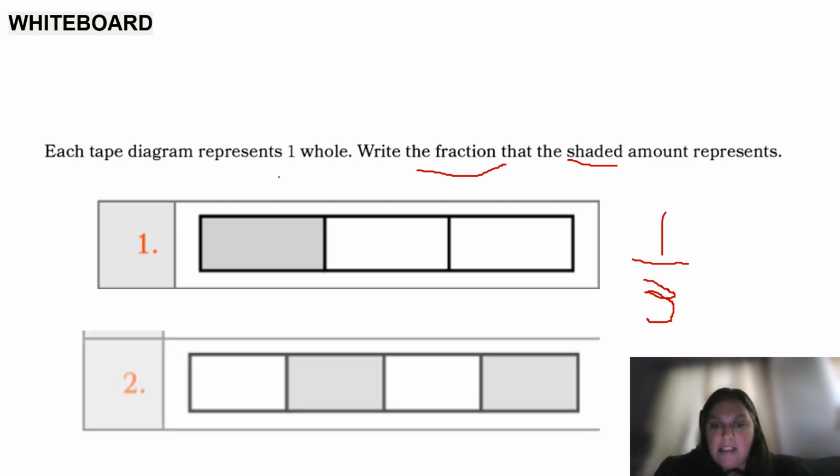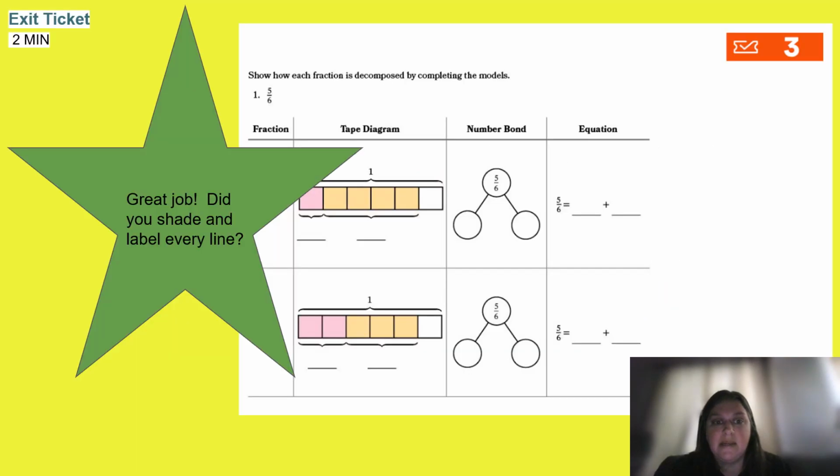All right, the next one, erase your boards. What fraction does this shaded amount represent? We have a whole. It is cut into 4 pieces, and that becomes our denominator. And 2 are shaded, so we would say that 2/4 are shaded. Nice job. On to the next one.